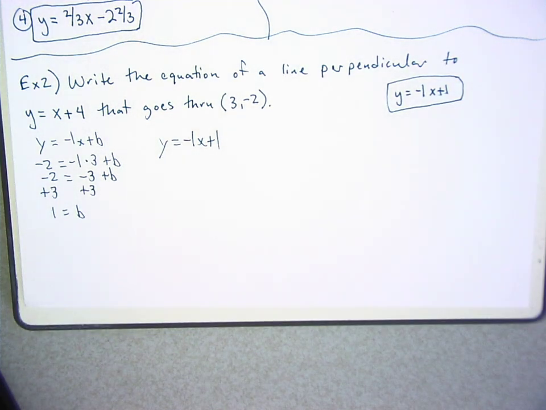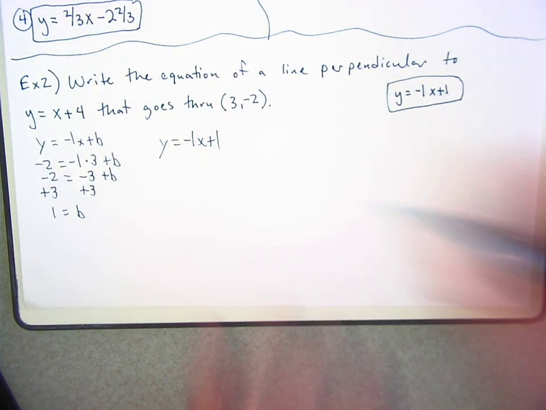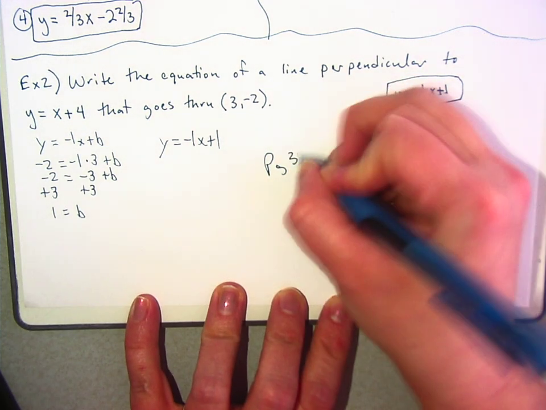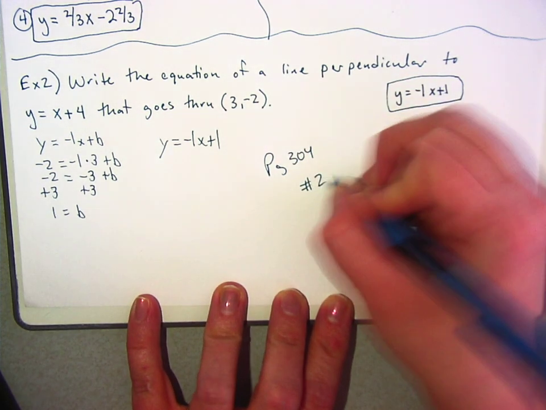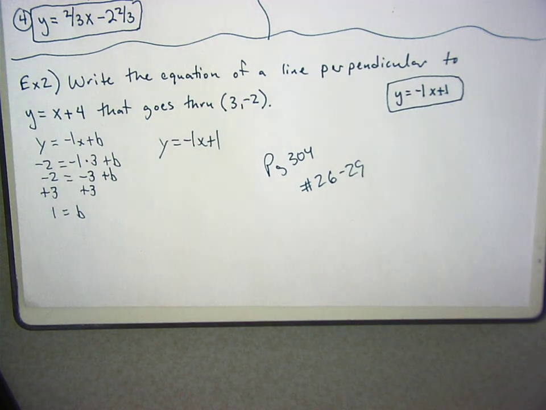Okay. The homework is still what it was yesterday. It is due on Monday. The homework was page 304, correct? Yes. 26 through 29, and everybody realizes you have to do the parallel equation and the perpendicular equation.